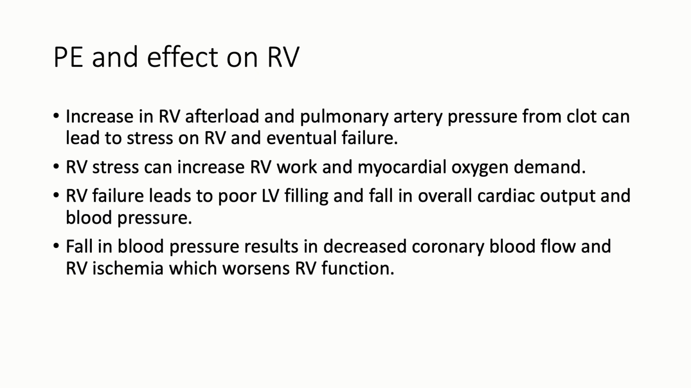As the RV is unable to mount adequate pressures to pump against resistance, it starts to dilate, and with subsequent fall in RV stroke volume, the left ventricular preload falls, and therefore you have an overall drop in your cardiac output and your blood pressure starts to fall. And while that happens, that leads to decreasing coronary blood flow and therefore you develop RV ischemia, which further worsens RV dysfunction, and you develop what sometimes is called an RV failure death spiral.